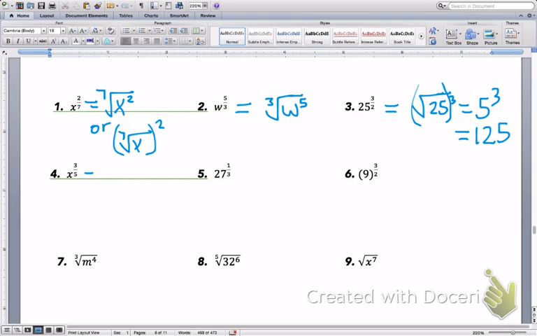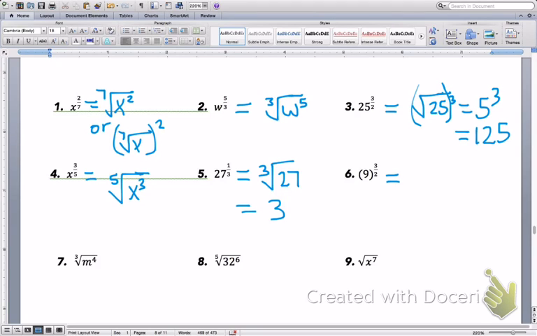Look at the next one. We're going to have the 5th root of x to the 3rd power. Next one we have 27, and it's going to be a cube root of 27 to the 1st power. We don't need that one. And the cube root of 27, remember, is what number multiplied by itself, but this time 3 times, not a square root, is 27, and the answer is 3, because 3 times 3 times 3 is 27.